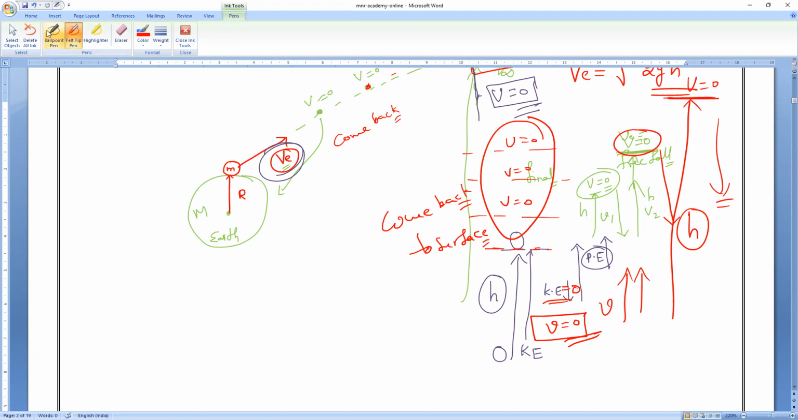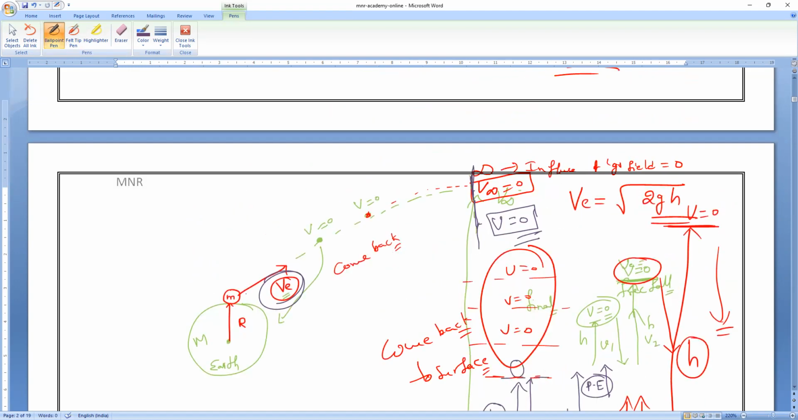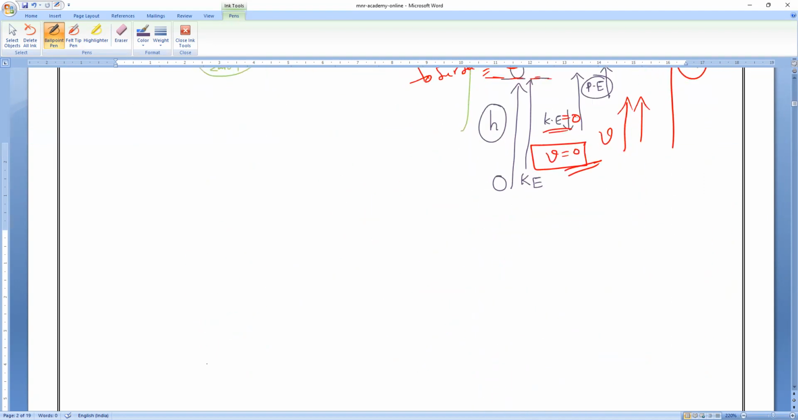Do you understand this concept? Yes, sir. But now, if we give an initial velocity such that it reaches the infinity point, where the influence of gravity is 0, then at that time the final velocity also will be 0. But will the body come back? No.